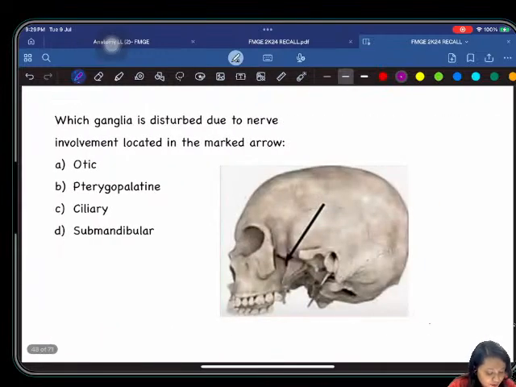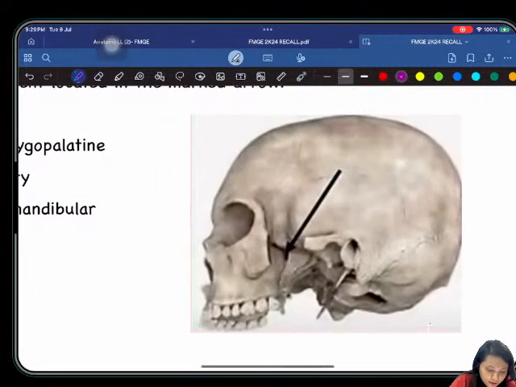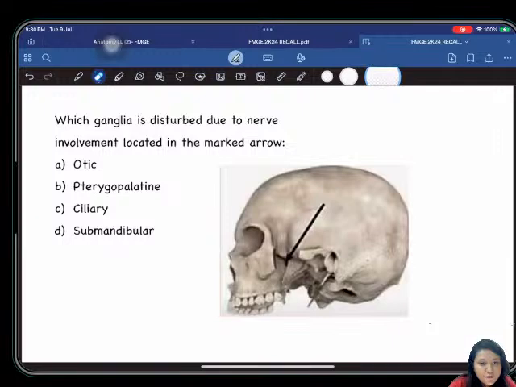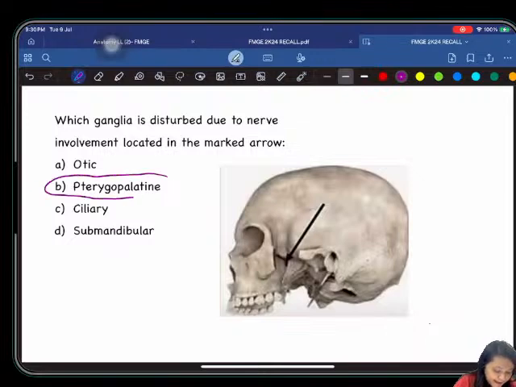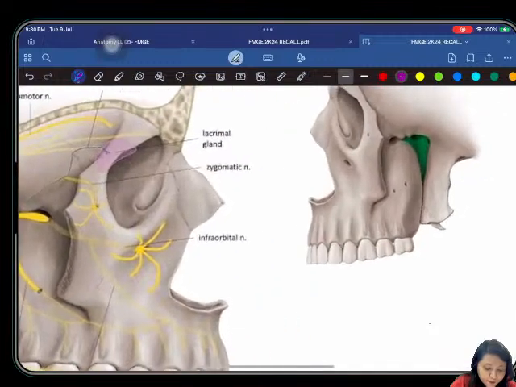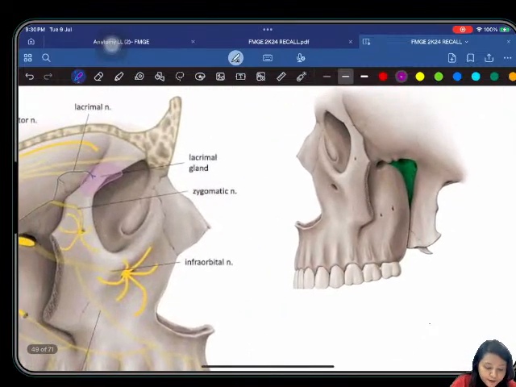So the answer will be anosmia. Next question they have asked about which ganglia is disturbed due to the nerve involvement located in the marked area. So this area marked, as you can see, I think you should know this area. This is your pterygopalatine fossa. Okay, and just below the maxillary nerve you have the pterygopalatine ganglion. So the answer here will be the pterygopalatine ganglion.